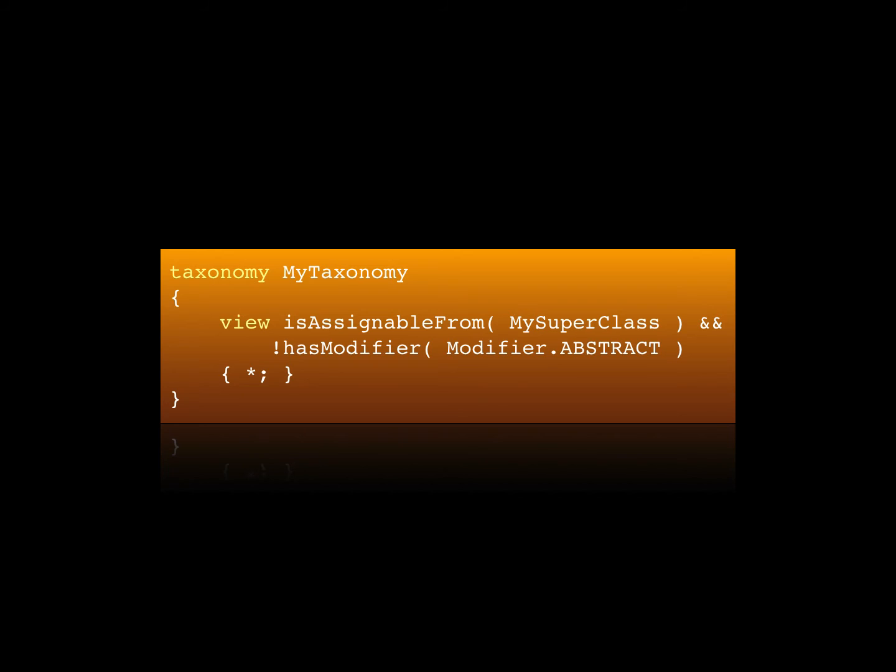Furthermore, it should be possible to combine selection methods using Boolean operators. For example, here we are selecting all non-abstract subclasses of my superclass. As a matter of fact, I have come to realize that the selection mechanism is quite similar to aspect-oriented programming's point-cut selectors, so inflection selectors may eventually start evolving more in that direction.